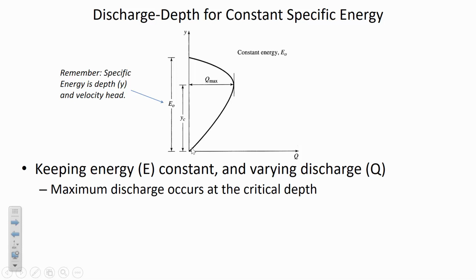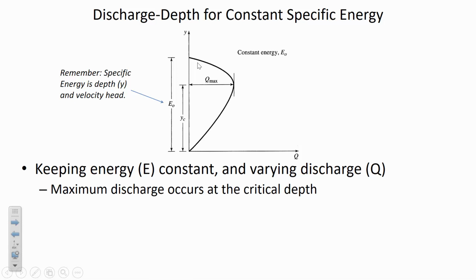But maybe it has a shallow depth, and so if the y is small, then that means the rest of the energy is in the velocity head. But there's not as much flow rate with a shallow depth because you just don't have a very big cross section. And then at the other extreme, if you have a very deep flow, then you're not having much conveyance.